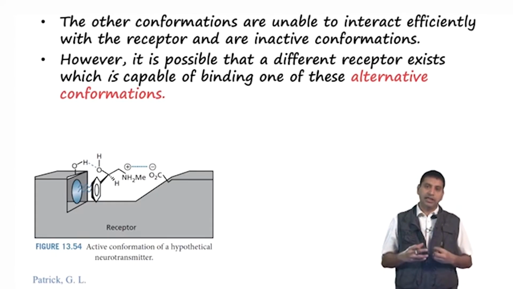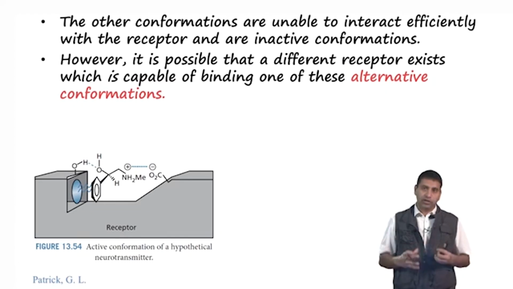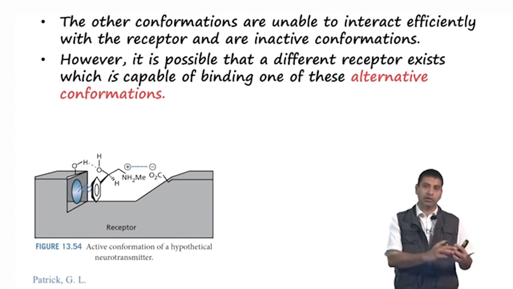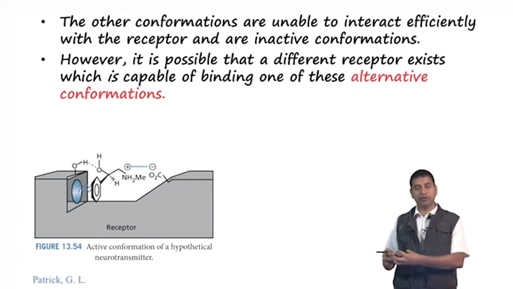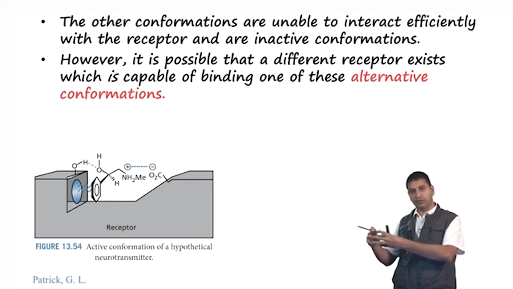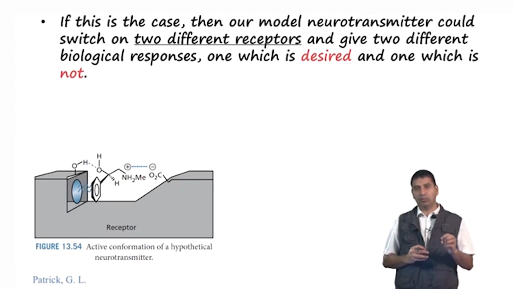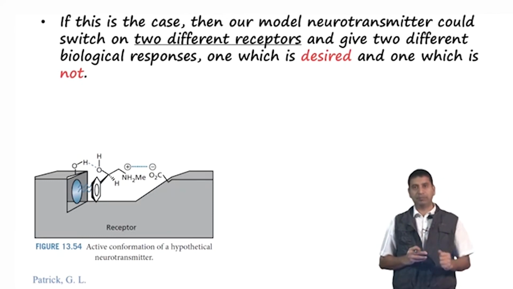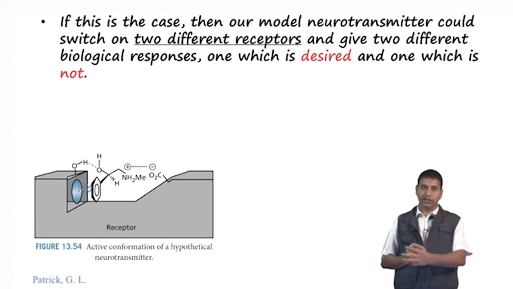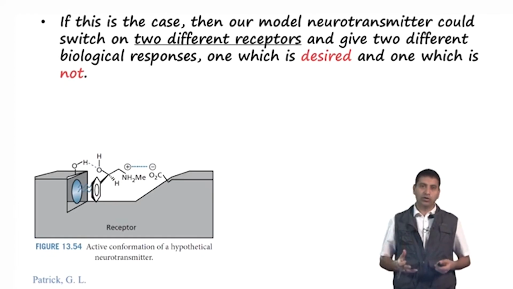This may lead to a situation where there are potential side effects, because we are going to have some receptor which is interacting with one particular conformation and another receptor which is going to interact with the alternative conformations, leading to possible problems. If this is the case, then our model neurotransmitter can switch on two different receptors at the same time. Okay. So what will happen is that this may result in two different biological responses, and only one of them is desired and the other one is not. So, in order to solve this problem, we are looking at rigidification of the structure.